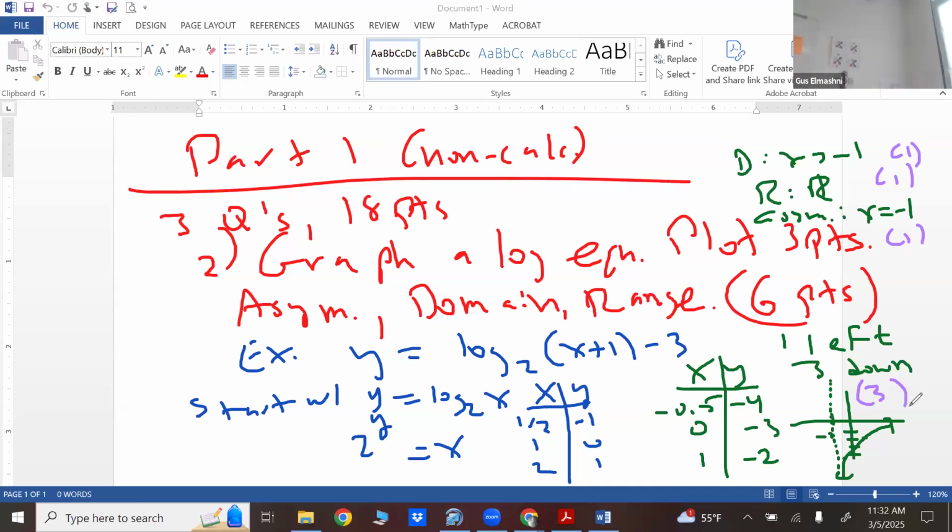Oh, wait. Does the domain say x is greater than 1? Yeah, x is greater than negative 1, correct.